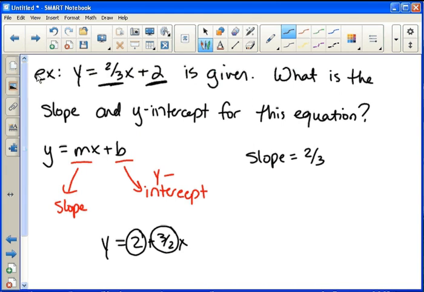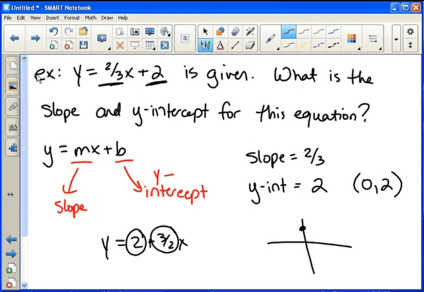Okay, you could also write that as a point, because remember the y-intercept would be right here on the y-axis at 2, so that would also be the point 0, 2. So if you needed it written as a point, that's one way you could approach it. Write it as 0, 2. But this would be the answer for that.